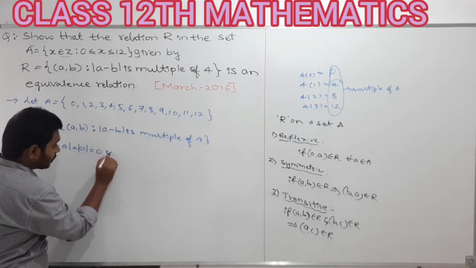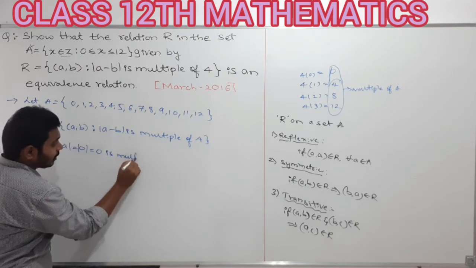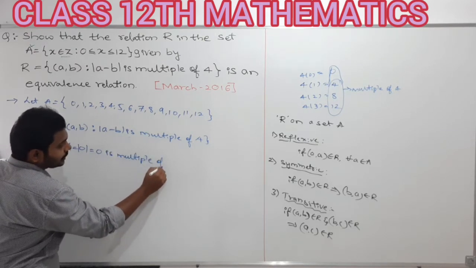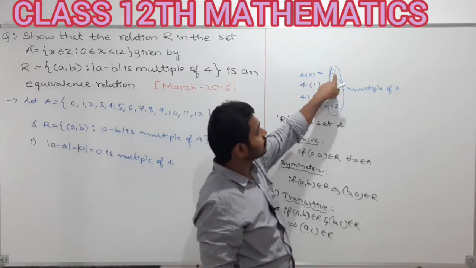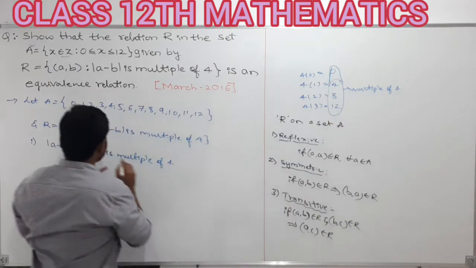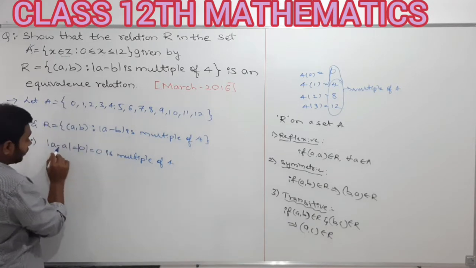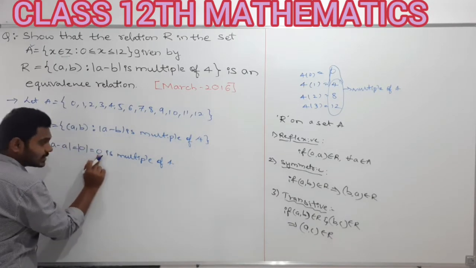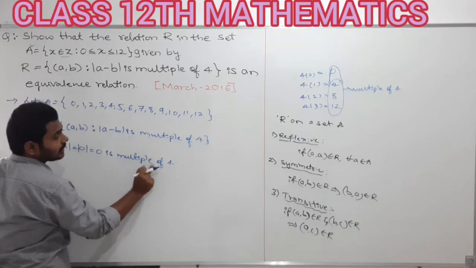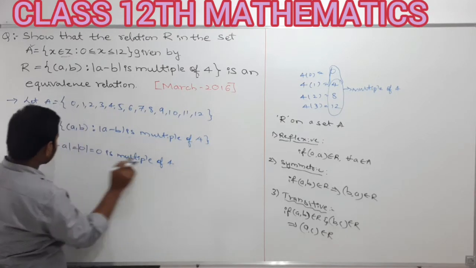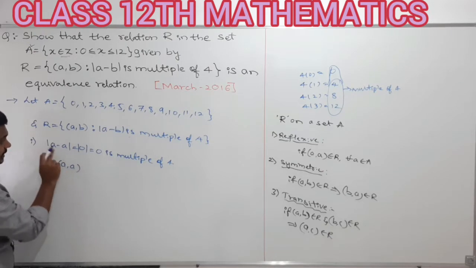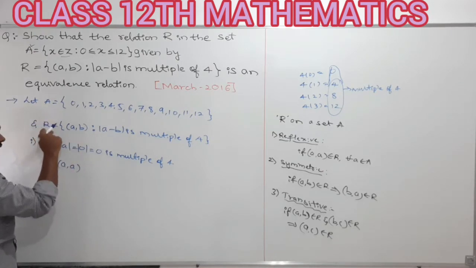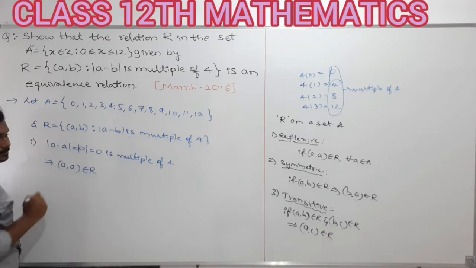0 is a multiple of 4. Here it is, 4 into 0 is equal to 0. So here it is 0. If you solve a minus a, you are getting 0. 0 is a multiple of 4. This implies that a comma a, this ordered pair, will be in the relation R, belongs to R.